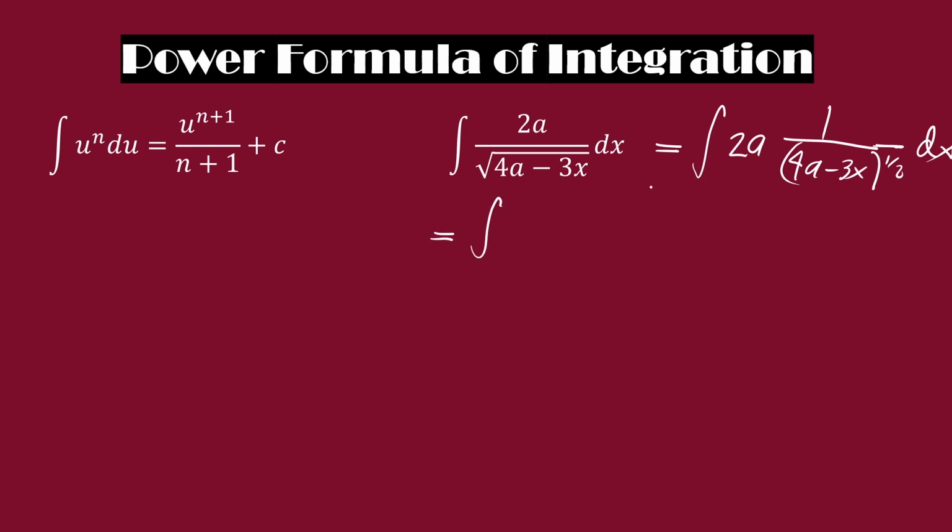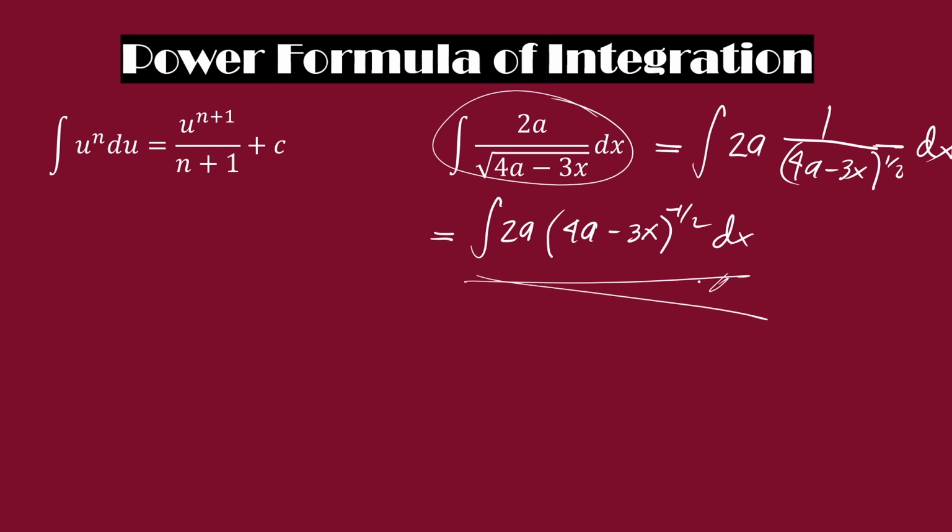So this is the integral of, copy the 2a, quantity 4a minus 3x raised to negative 1 half dx. So we just manipulated that function to arrive at this function here. They are just the same, they are still the same.